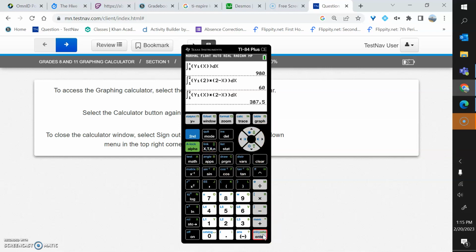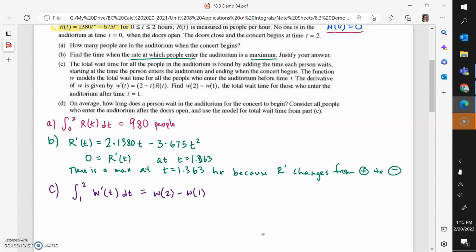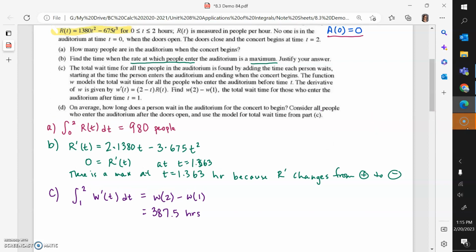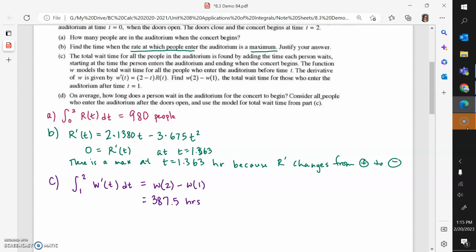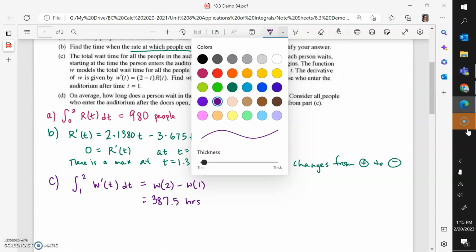And I got 387.5 when I typed it in correctly. And when I first did this problem, I thought, 387.5 hours? That's a long time to wait for a concert. But then I realized that it was the time that all of the people were waiting, not just the time that one person was waiting. It wasn't actually all of the people at the whole concert. It was only those who entered an hour after the doors opened up.